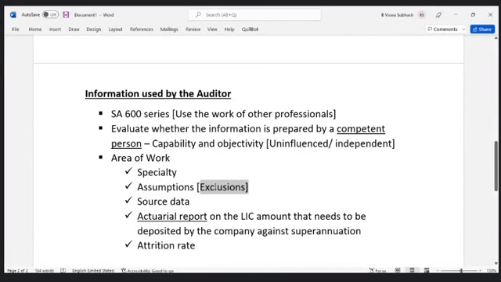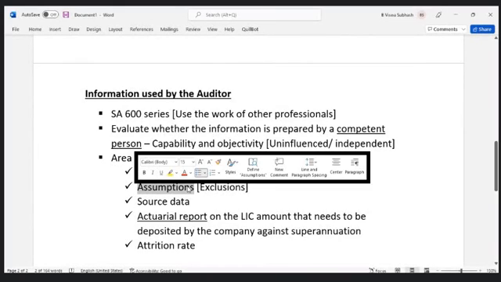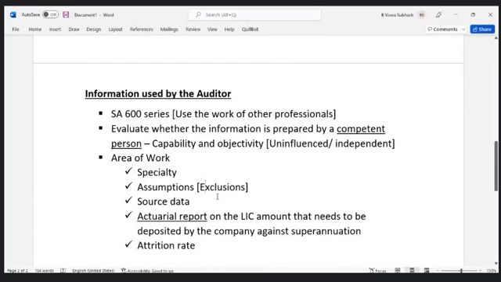So when you're looking at any report, what you need to very specifically look for is the assumptions, what they have excluded, what they have included. In the exclusions is where most of the issue is. So for our statutory audit purposes, can we consider these reports? Because if it is excluding a material aspect of it, then we cannot take it into consideration.